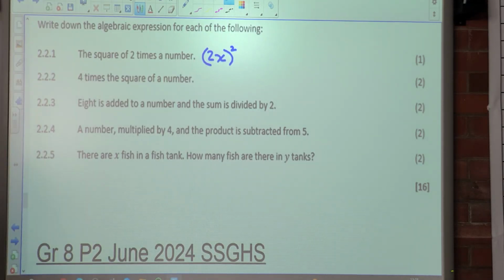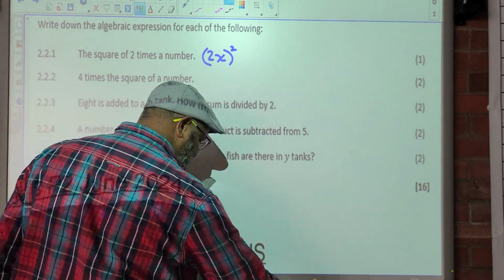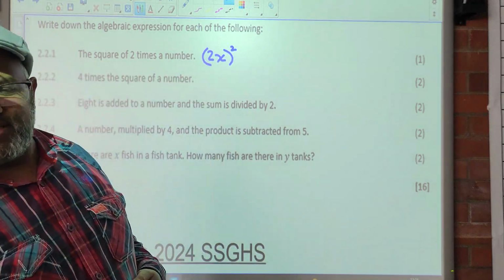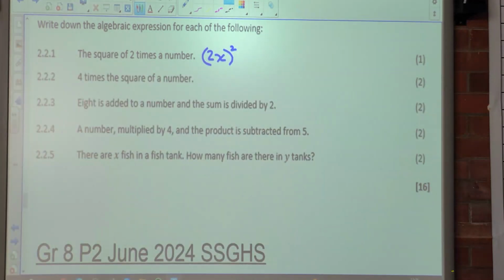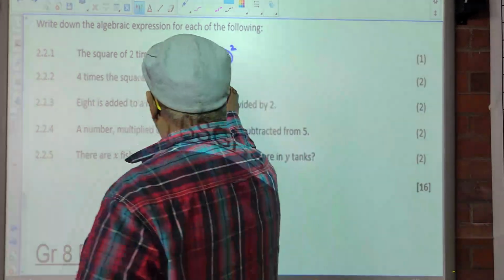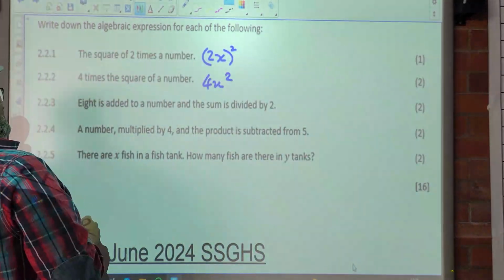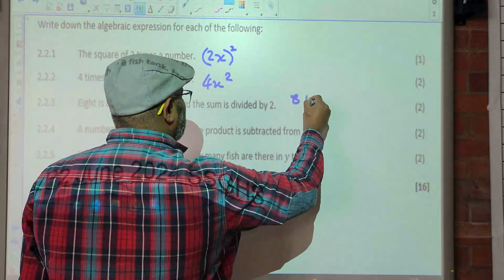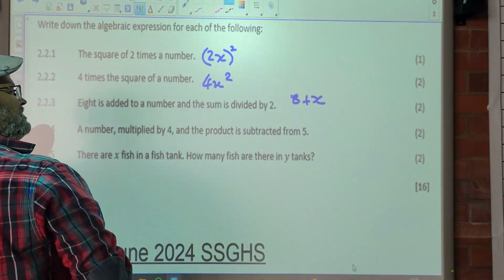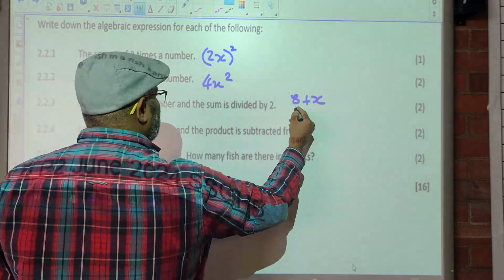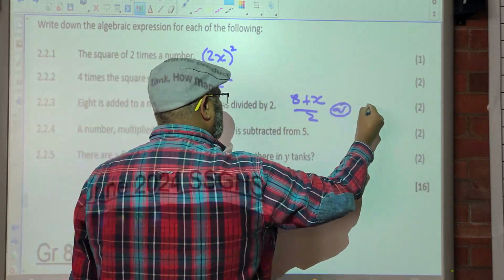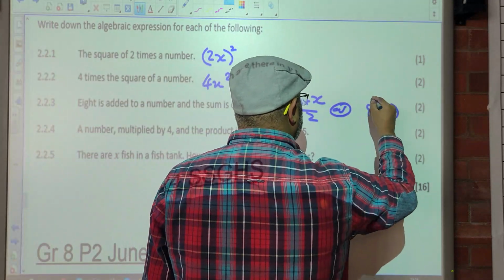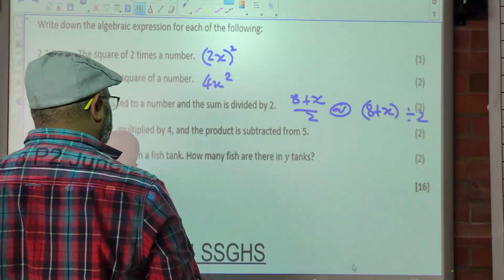Alright, so 4 times the square of a number. So it will be 4 multiplied by x squared, which is 4x squared. 8 is added to a number, and the sum is divided by 2. So that is x plus 8, all divided by 2.